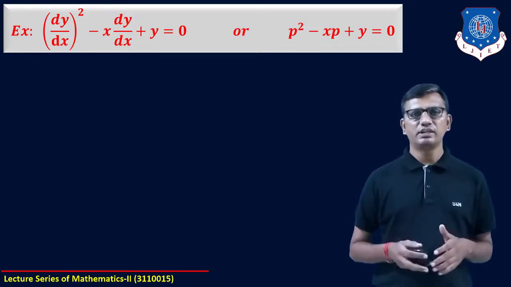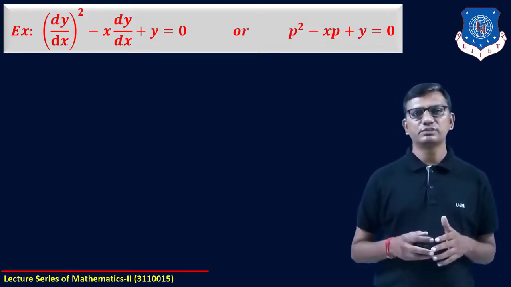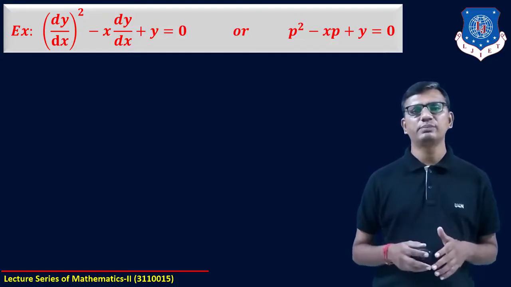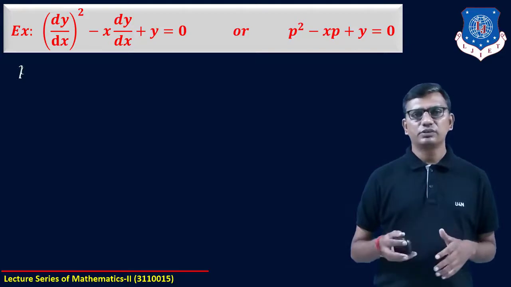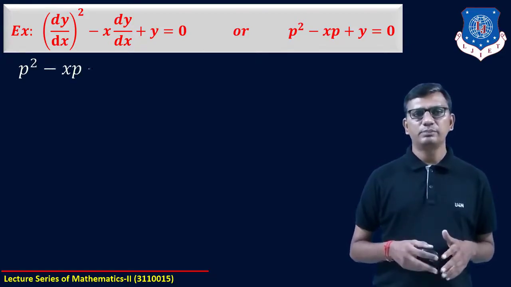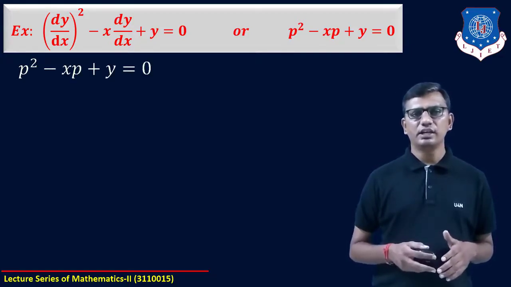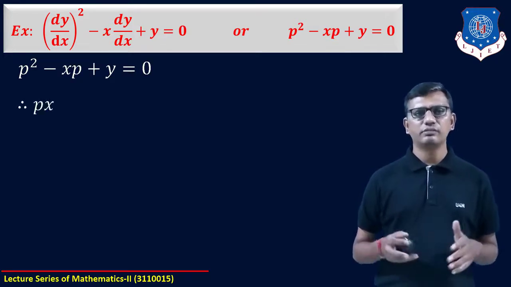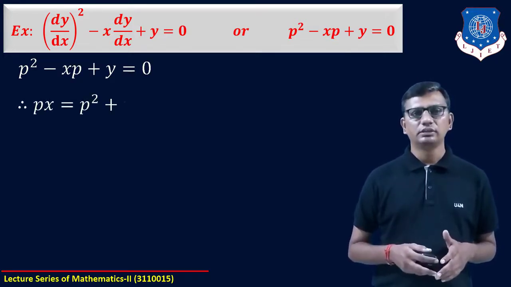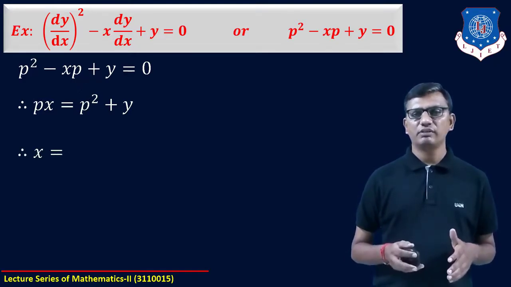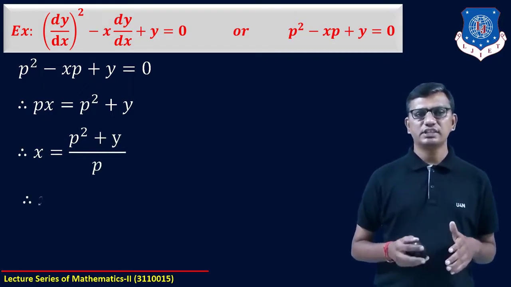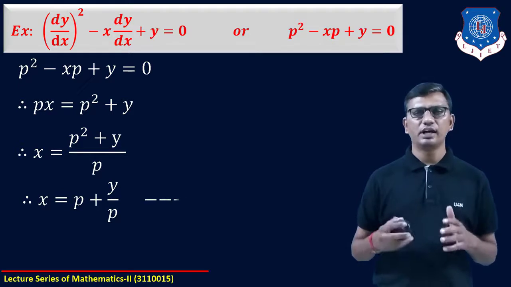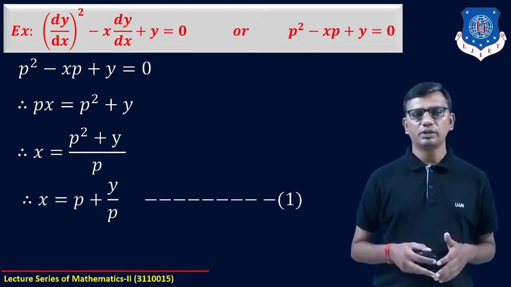If we take dy by dx equal to p, then our differential equation becomes p square minus xp plus y equal to 0. This can be rewritten as xp equal to p square plus y, and here x can be written as x equal to (p square plus y) upon p. That can also be written as x equal to p plus y by p. Call it equation number 1.